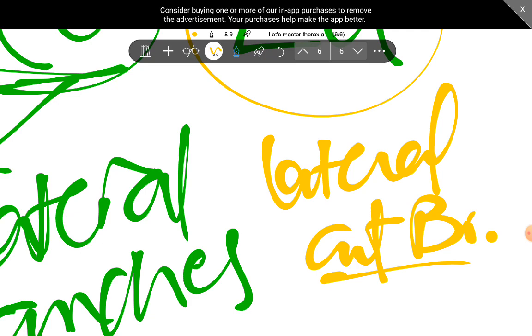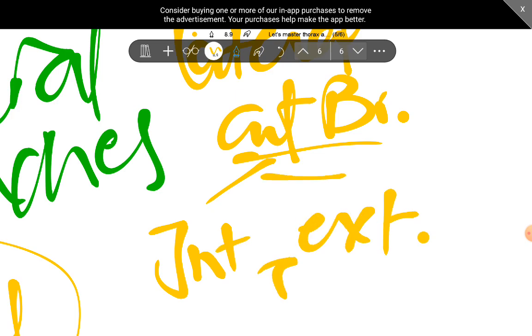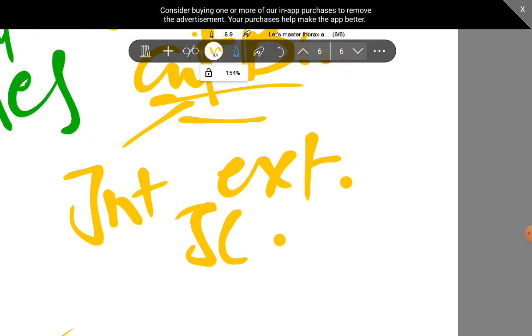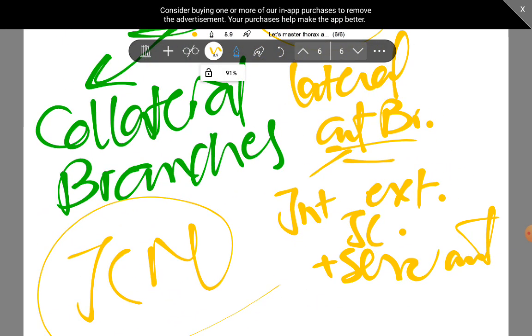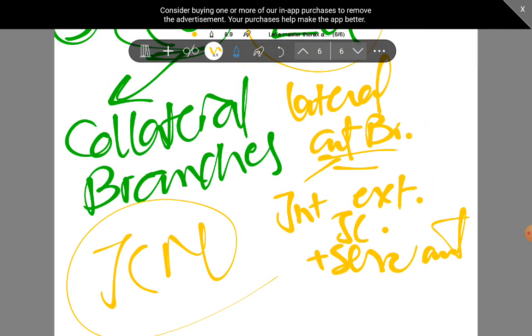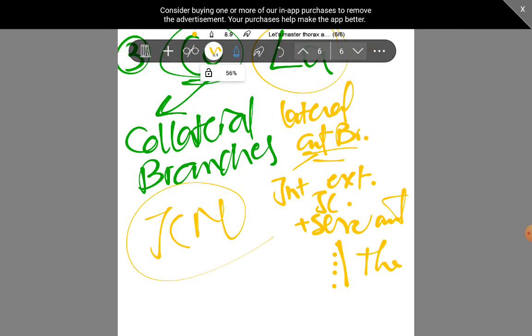The lateral cutaneous branch pierces the internal and external intercostals, and the serratus anterior muscle, and then it goes to the mid-axillary line and gives anterior and posterior branches to supply the side of the thorax. So again, the lateral cutaneous branch pierces the internal and external intercostals and the serratus anterior muscle.